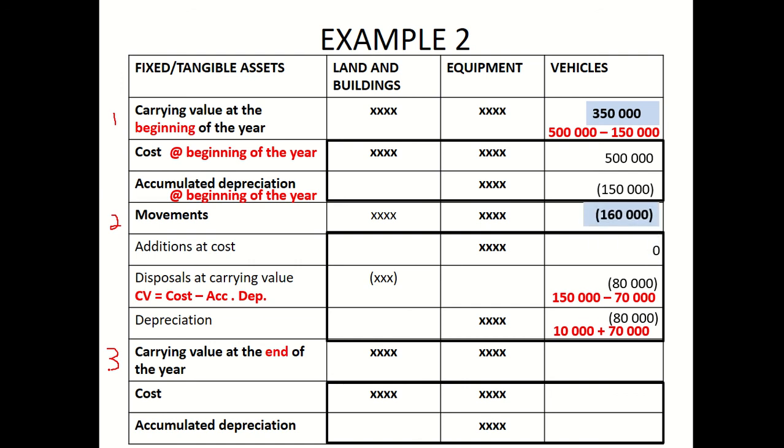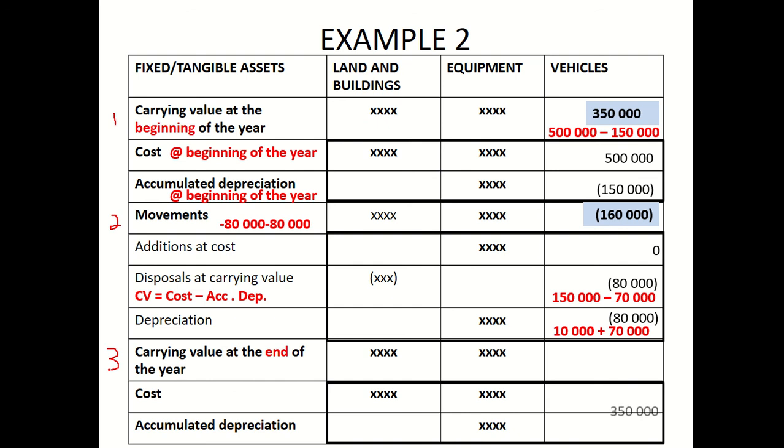When you add 80,000 plus 80,000, you will get 160,000, which gives you total movements. How did we get that? It is simply minus 80,000 minus 80,000. So our net movement will be negative, which makes sense because we didn't buy anything. It can't be positive.